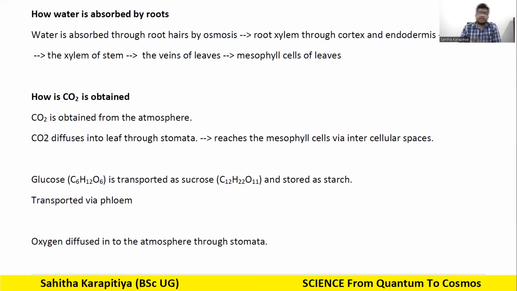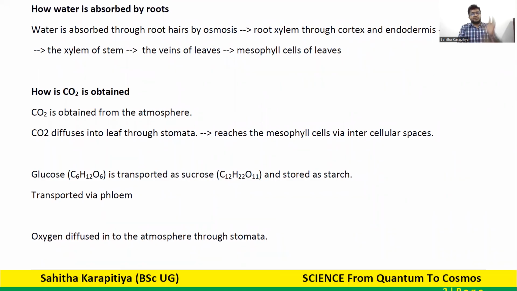Next is the byproduct. What is the byproduct? Oxygen is the byproduct. Once it is formed, it is diffused through the stomata back into the atmosphere. So this is how the raw materials are absorbed, and this is how the products are given out.